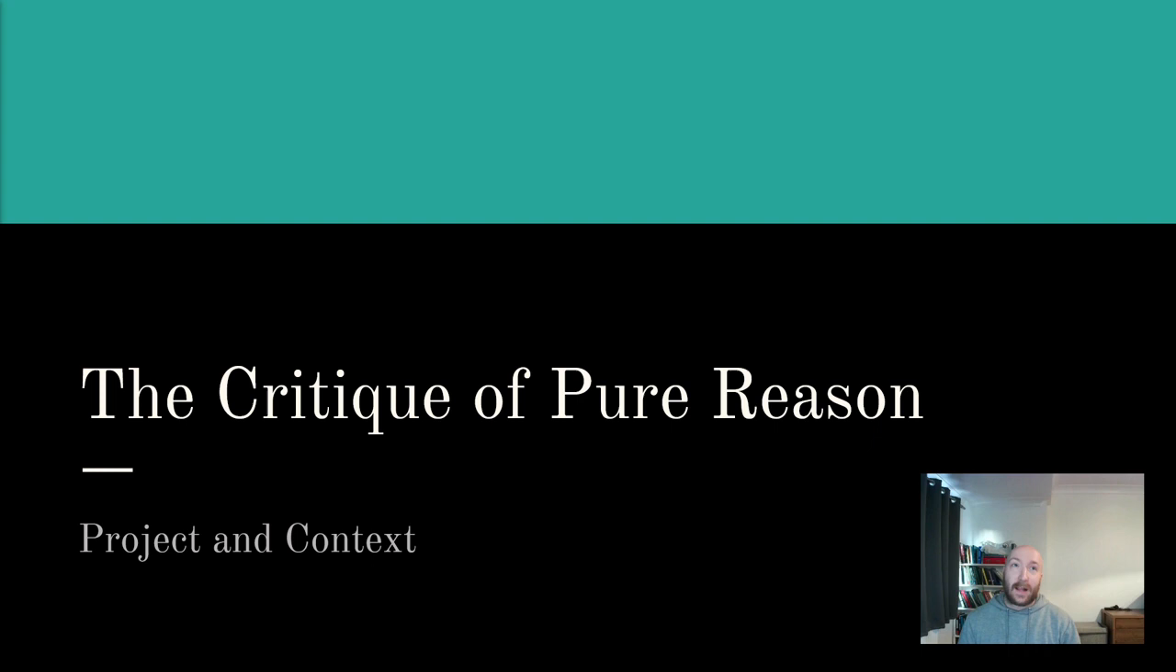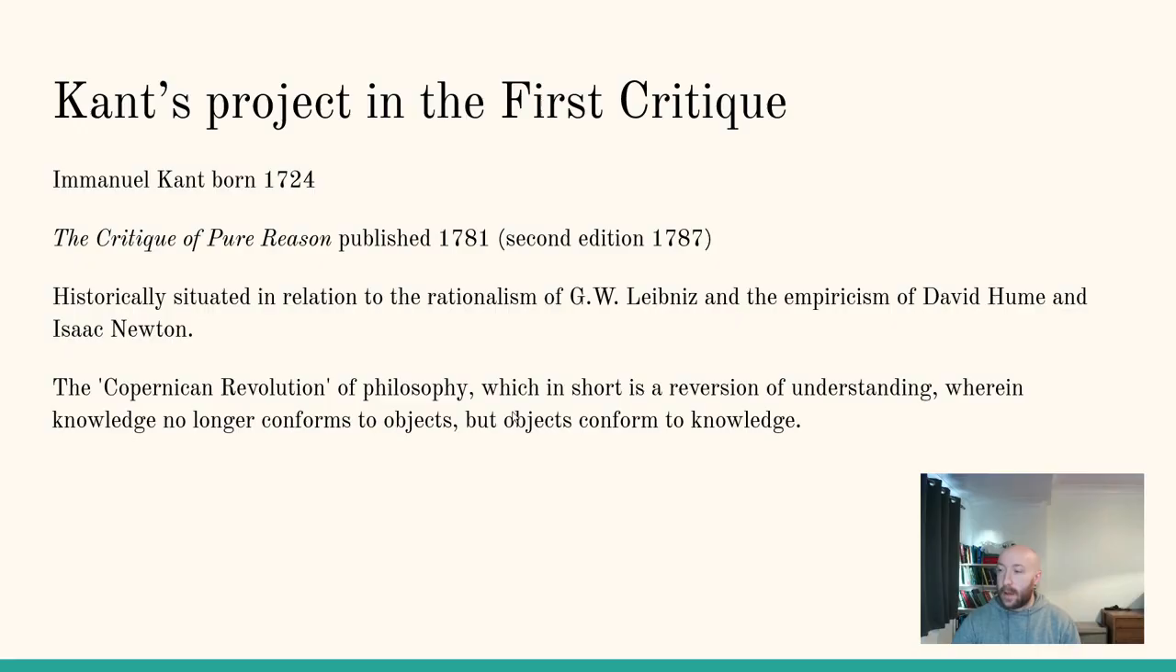So Kant's born in 1724. He publishes the first edition of The Critique of Pure Reason in 1781, and then publishes another edition later on in 1787. Now, the first and second edition are combined in the Hackett edition of The Critique of Pure Reason, and they're combined in basically every edition now, with A referencing the first edition and B referencing the second edition.